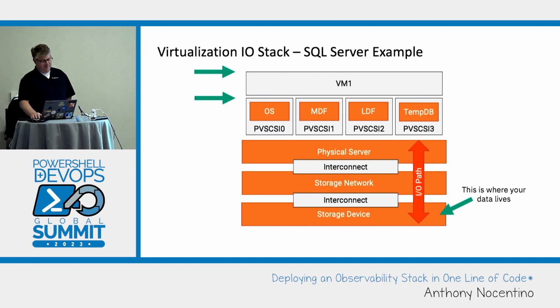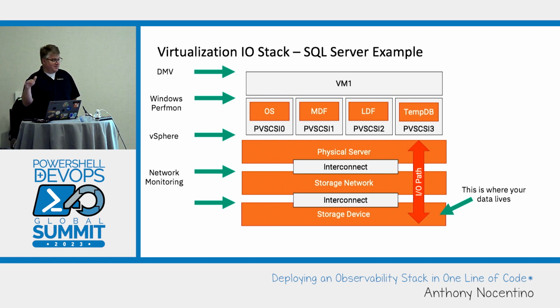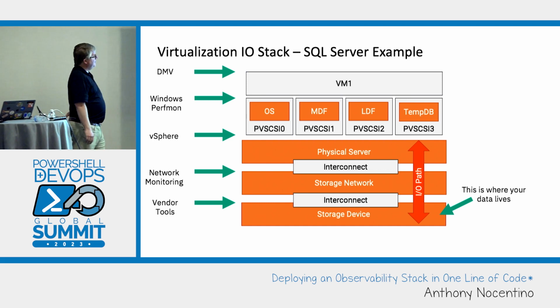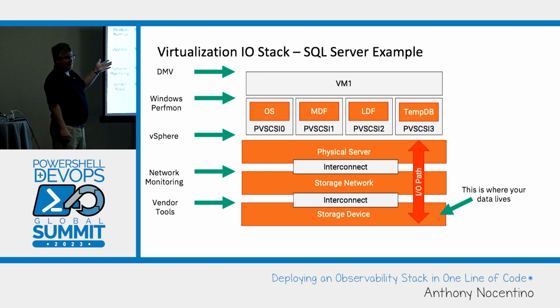So look at all the places I have to figure out where I have to monitor, right? That's a lot of places, okay? SQL Server's got DMVs, Windows has Performance Monitor, vSphere's got its own metrics, my networking team's going to have a metric, some things inside of the fiber channel network or Ethernet network or whatever that is. And then there might be vendor-specific tools here, right? And so I want to be able to paint a picture of, well, where potentially is the performance bottleneck in this stack, right?